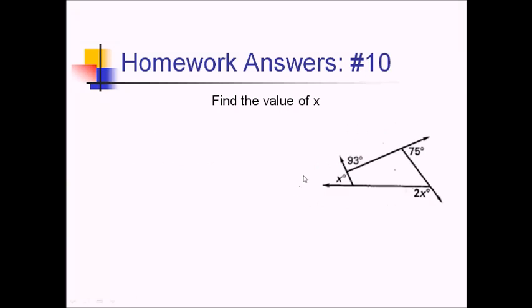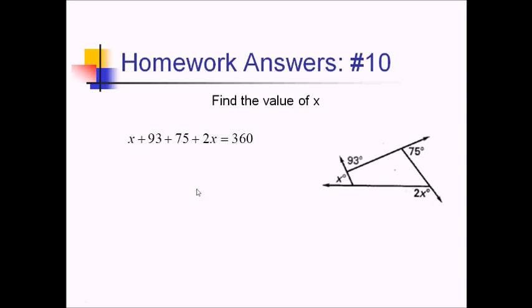On number 10, we're trying to find these missing x values. We know the exterior angles always add up to 360, so we can write x plus 2x plus 93 plus 75 equals 360. Combining like terms, we've got 93 and 75. That's going to give us 168.